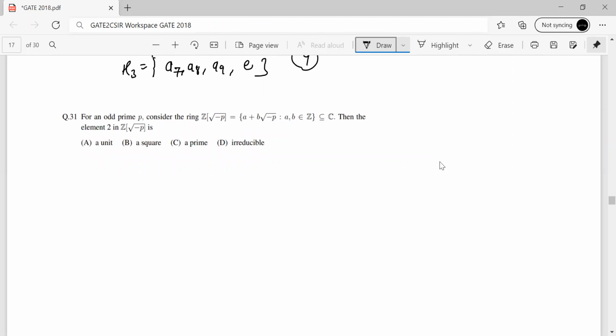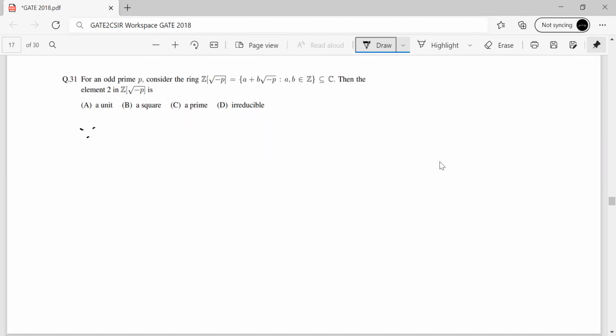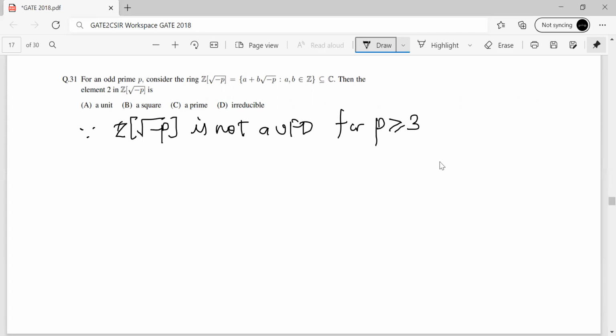Now look at this one. For an odd prime p, consider a ring. Just remember this one thing: Z[√−p] is not a UFD for p greater than or equal to 3. So let's take p equal to 3, because it says for an odd prime, so we can't take 2. If p is 3, then it's not a UFD.